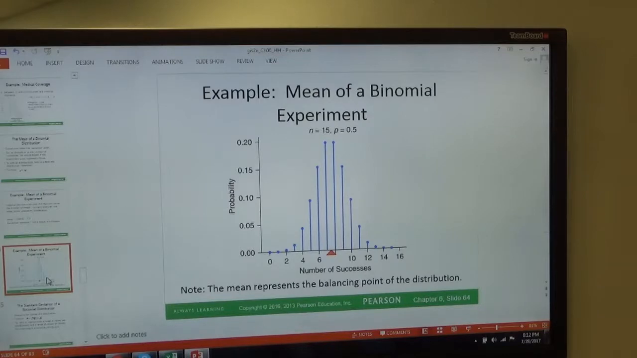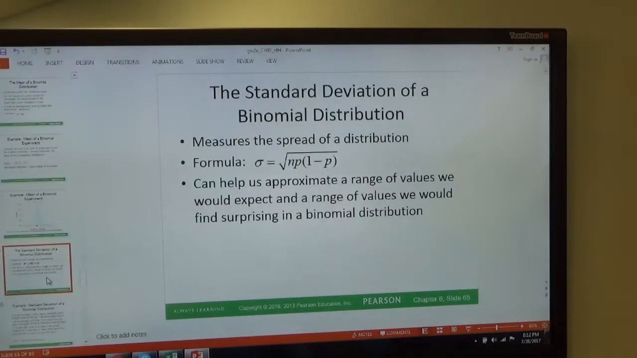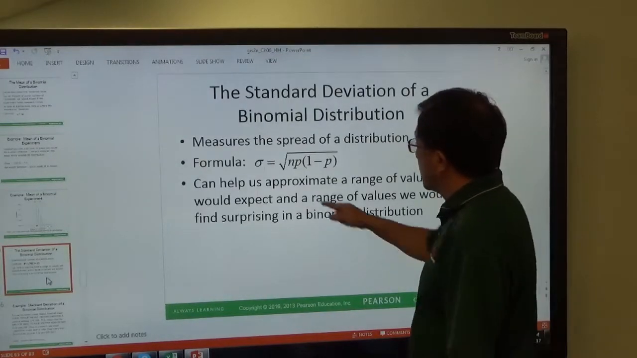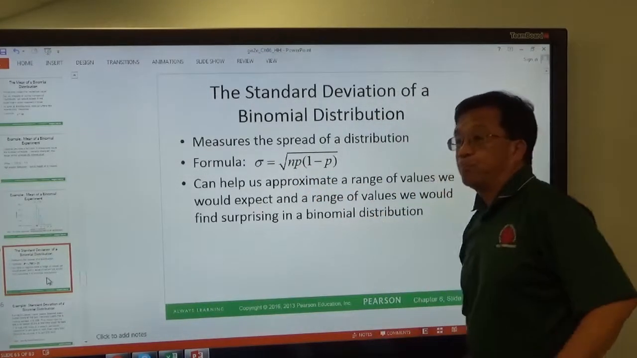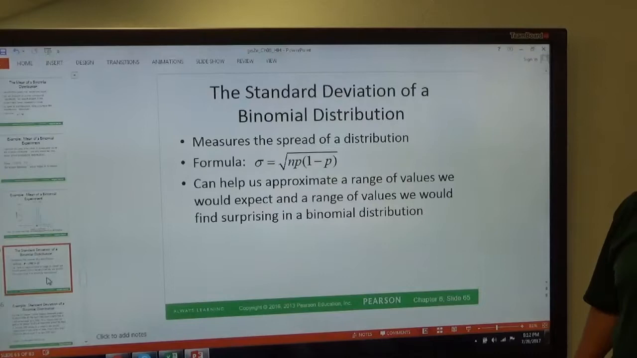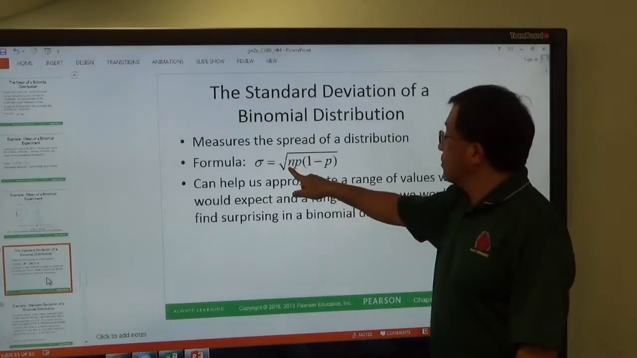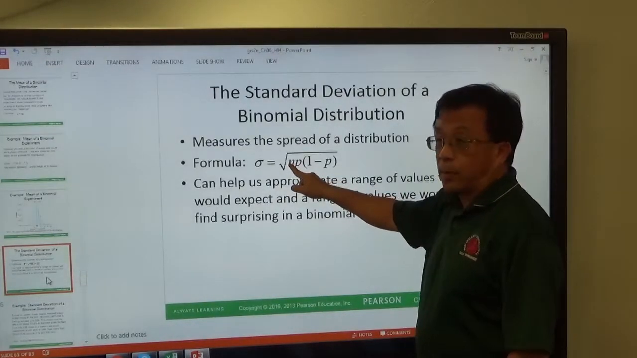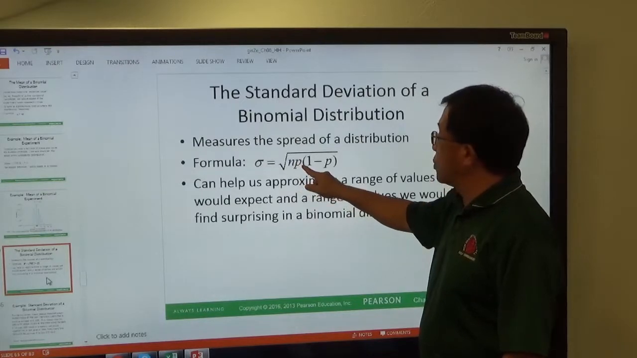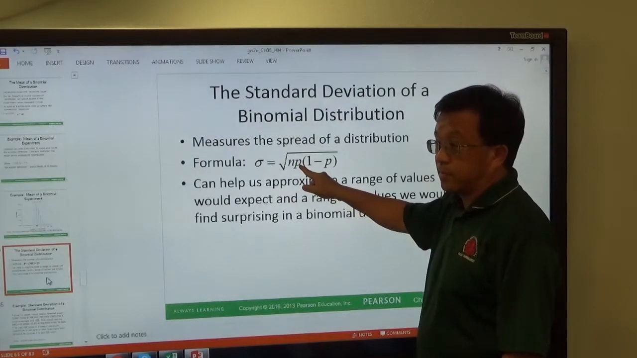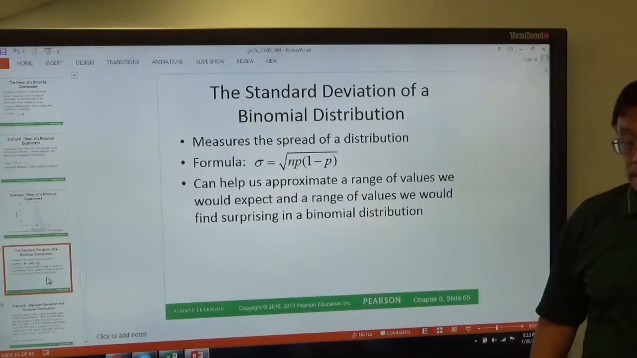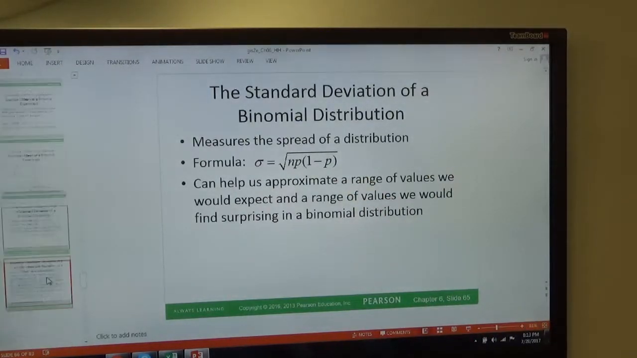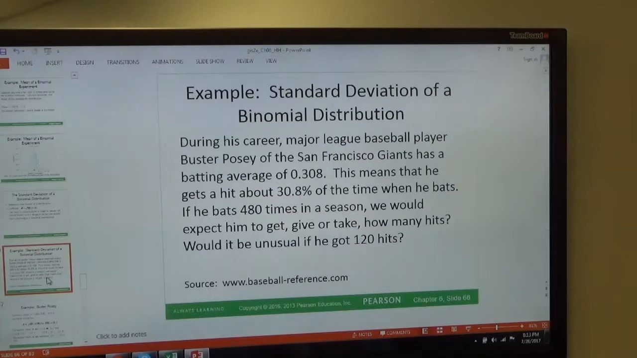And what about the standard deviation? Standard deviation is also pretty easy. It's the square root of n times p times 1 minus p. p is the probability of success. Remember, if you interview 80 people, and on average 11% will say yes, p is 11%. 1 minus 11% is 89%. So that gives you the standard deviation.